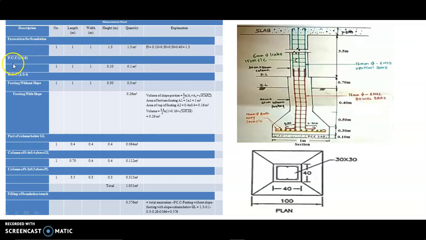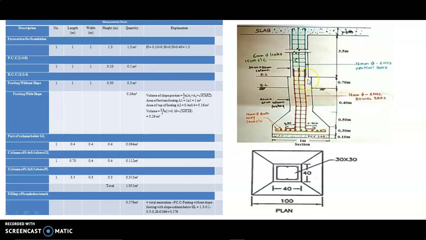Now we have to find PCC work, which is at the base of the footing. For that we know the plan length and width is 1 meter, 1 meter, but the height of the PCC work is 0.10 meter. That's why here we write 0.10 meter. We calculate this value after multiplying these four terms, and we get 0.1 meter cube as the answer.